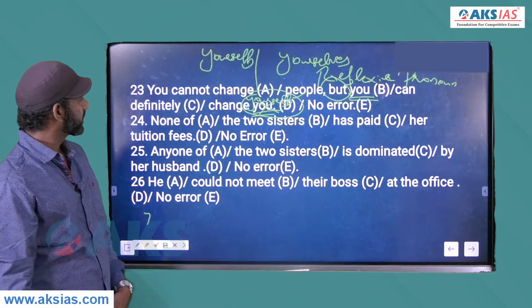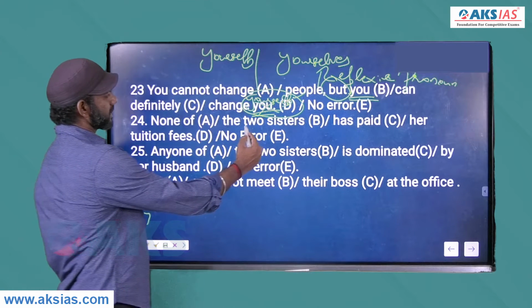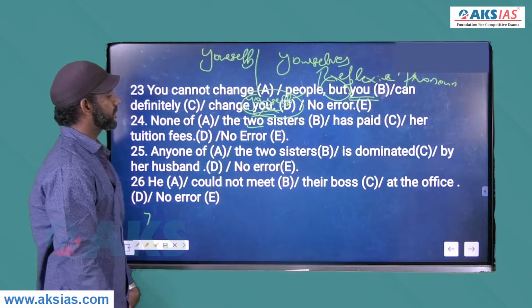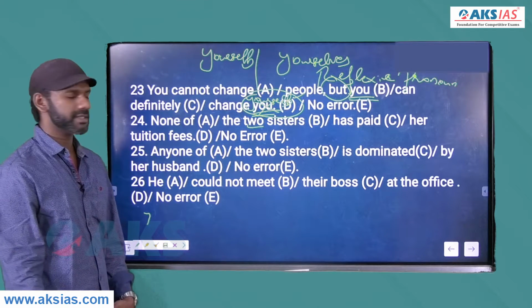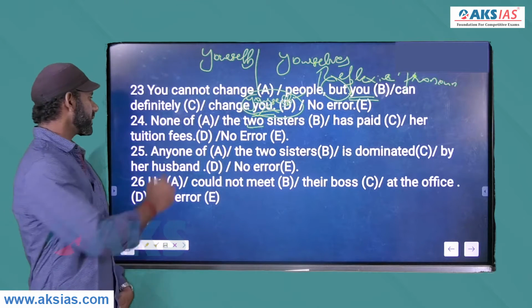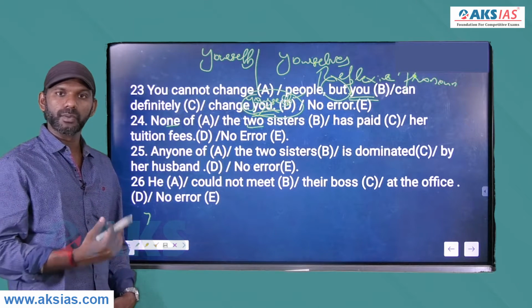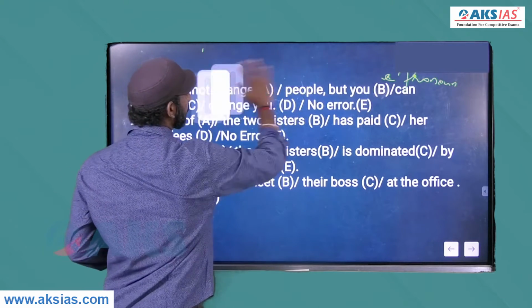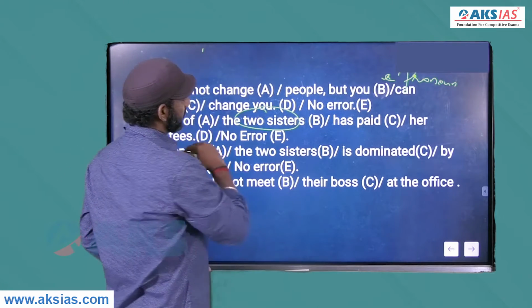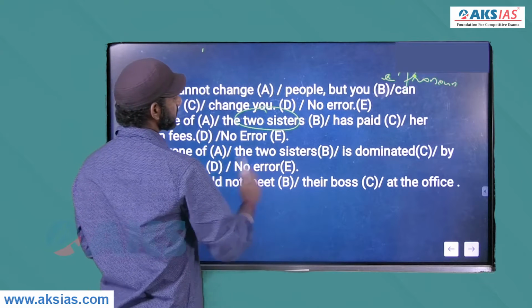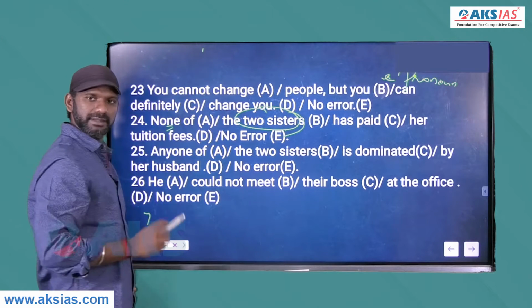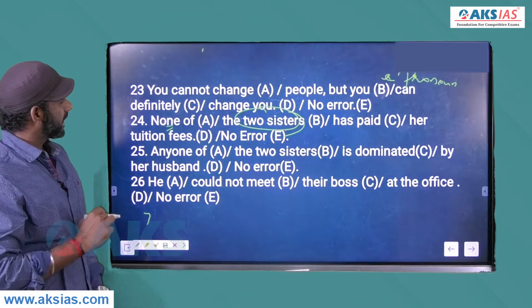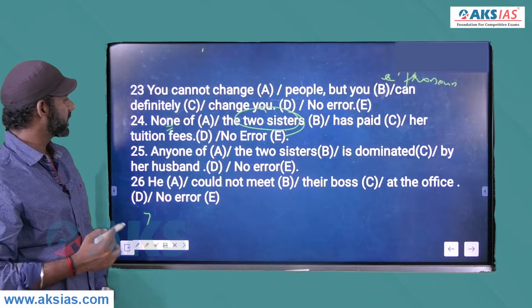Come to the next. None of the two sisters has paid her tuition fees. I told you, none can be used only when there are more than two entities. In this sentence, we are talking only about two sisters. We have only two entities here, so we cannot go for none. That is the error. None of the two sisters has paid her tuition fees.